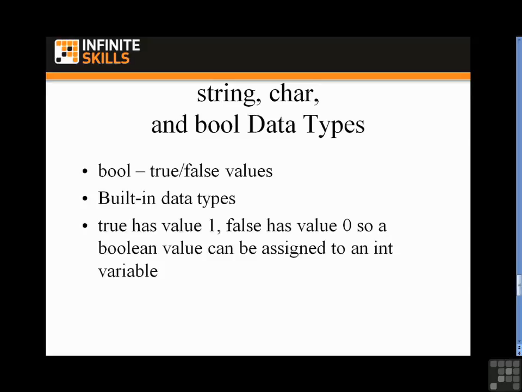One of the interesting things about the bool data type, and this is inherited from the C language, is that a true value has the value 1 and a false value has the value 0. At least that's how they're stored internally. So because of this, you can take a Boolean value and assign it to an int variable, so that if you displayed it, it would either be 1 or 0, depending on whether you stored a true or false value in the variable.